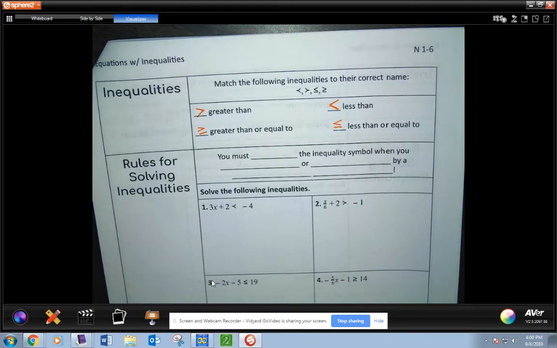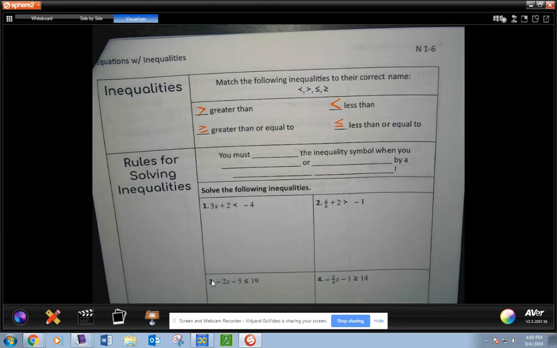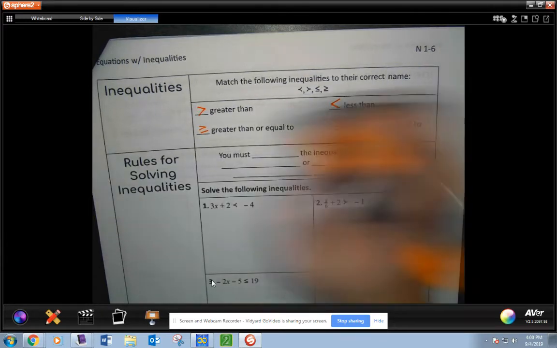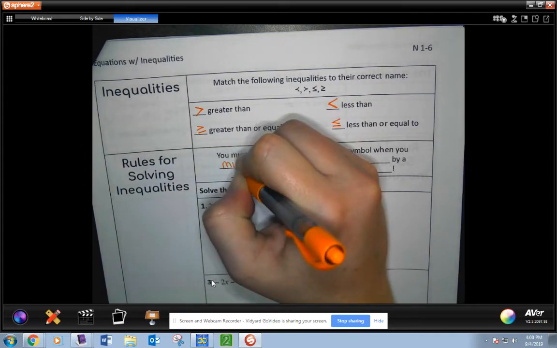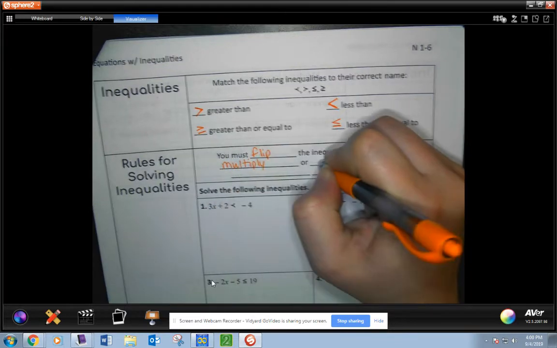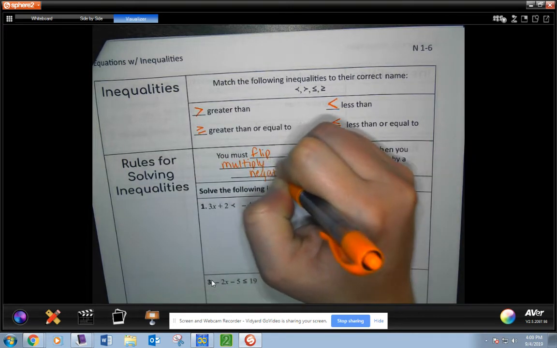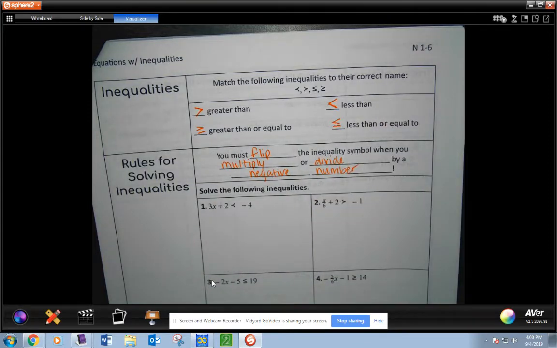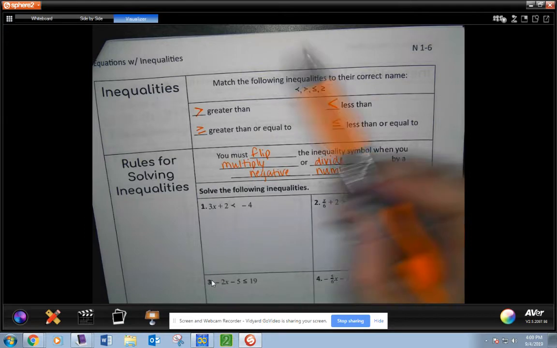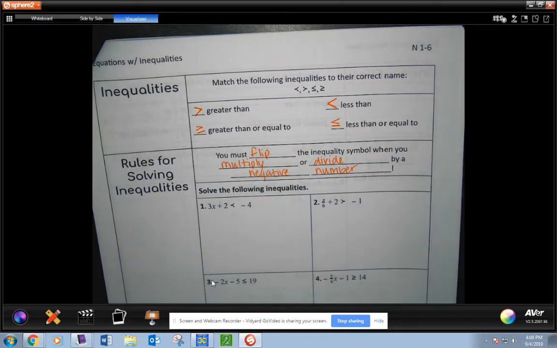Now, there is one rule for solving inequalities, and then we're just going to follow what we were doing on yesterday's notes. You must flip the inequality symbol when you multiply or divide by a negative number. And what I mean by flip is if we multiply or divide by a negative, if it's a greater than, then it becomes a less than. If it's a greater than or equal to, it becomes a less than or equal to.